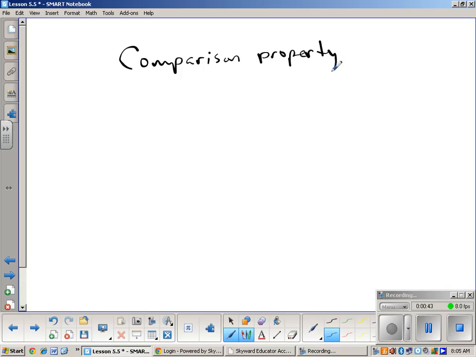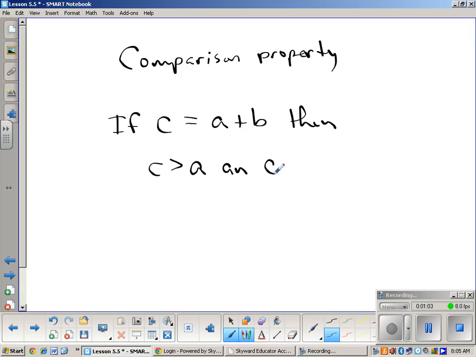Comparison property says if C is equal to A plus B, you might switch their letters around, but it's the same concept. Then that means that C is bigger than A and C is bigger than B. And then we'll have some restrictions, we're just talking about positive numbers.